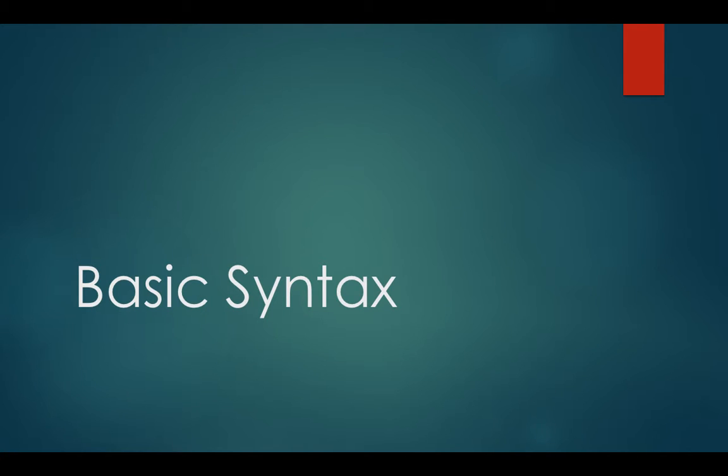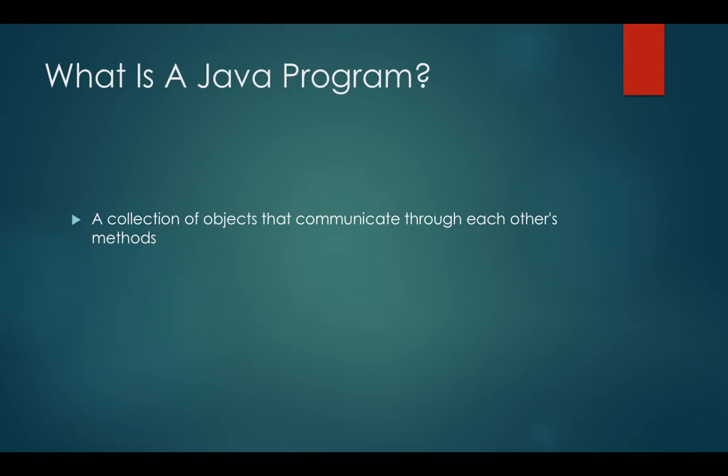So let's get started. When we look at Java programming, you're probably asking yourself, what is a Java program? How do we actually define it? Well, we define a Java program as a collection of objects that communicate through each other's methods. We are going to be going over some definitions today, so please pay attention here because this will be on the post-exam. So, a couple definitions.